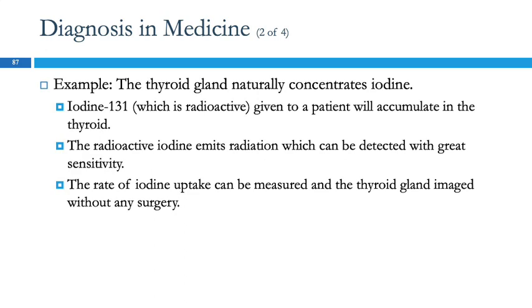One example is looking at your thyroid. So your thyroid gland naturally concentrates iodine. If you give iodine-131, a radioactive form of iodine, to a patient, it will accumulate in the thyroid. And then that can be detected very sensitively. And so you can look at the rate of iodine uptake, and you can image the thyroid gland without doing any surgery, right? Just by looking at that radioactive iodine.